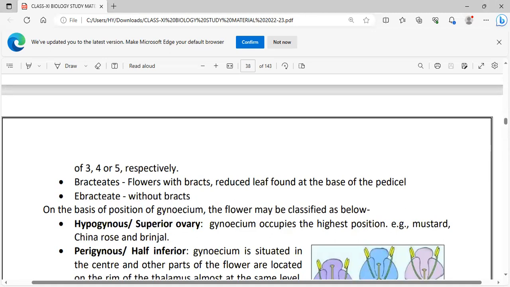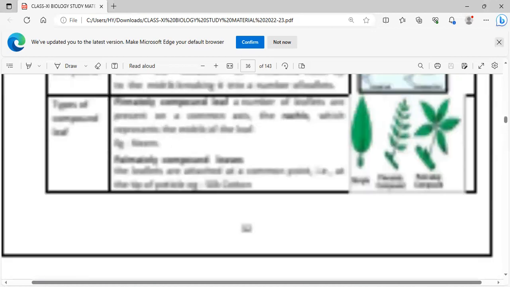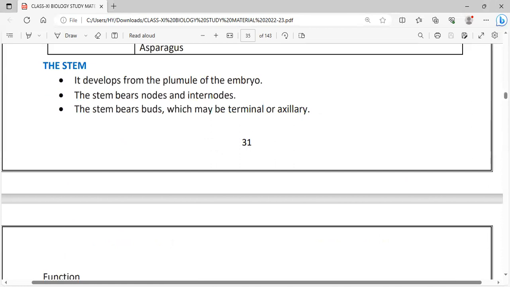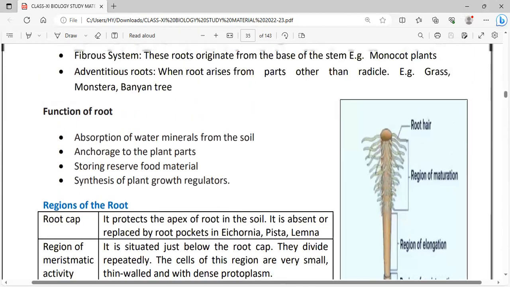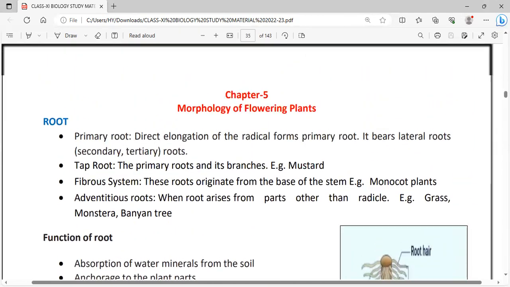Coming to the next, we have to classify the flower on the basis of male parts also. And what is stem, what is root, that also we have to study. Not the modifications, because those are deleted from the syllabus. So the primary root is found as a tap root in dicot plants. In dicot plants, the primary root develops straight in the ground and goes deep, and it also produces lateral branches.